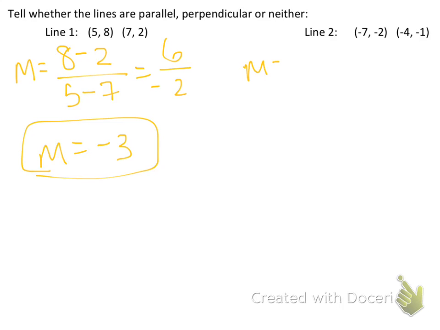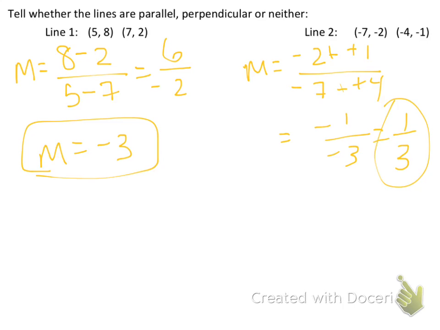Now I need to find the slope of the second line. So again, using the slope formula and showing my work, -2 minus -1, taking the y coordinates, over -7 minus -4. My double negative is positive, and I get my slope is -1 over -3, which simplifies to a positive 1/3. So now I'm going to look at these two slopes. Since -3 and +1/3 are opposite reciprocals, these lines are perpendicular.